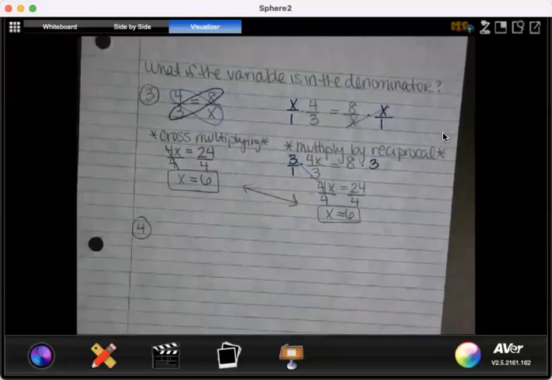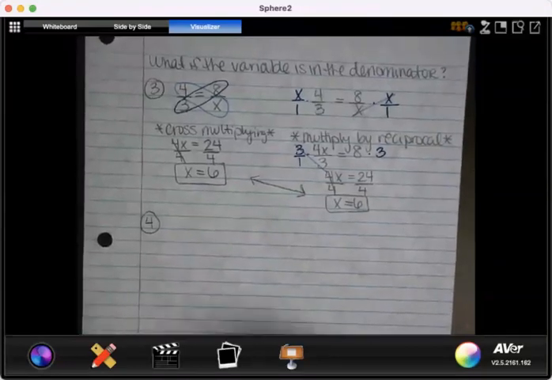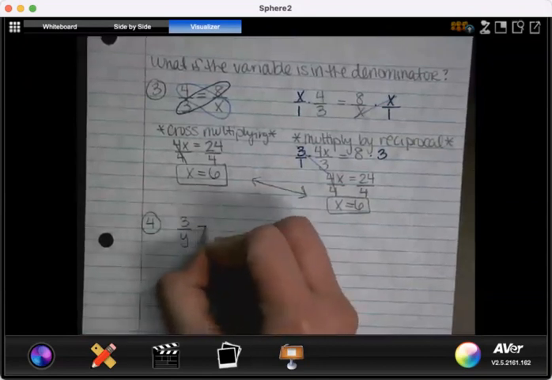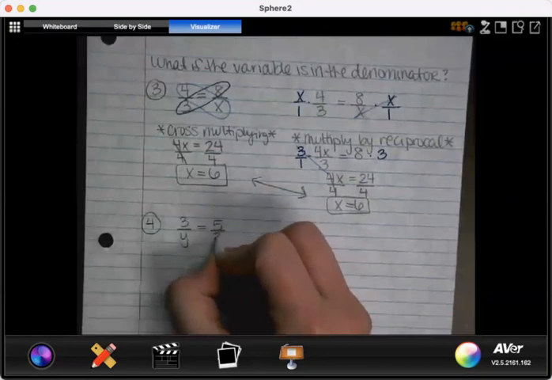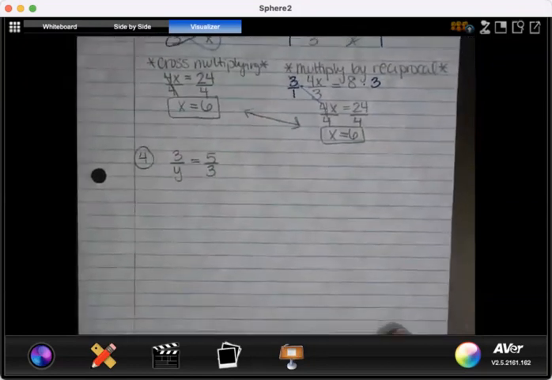Let's have you try number 4 on your own. You may use the method of cross multiplying or multiplying by the reciprocal. Pause to try. So let's look at number 4. 3 divided by y equals 5 divided by 3. So go ahead and attempt number 4 and see how you do.